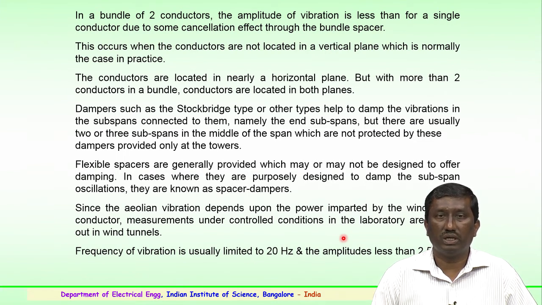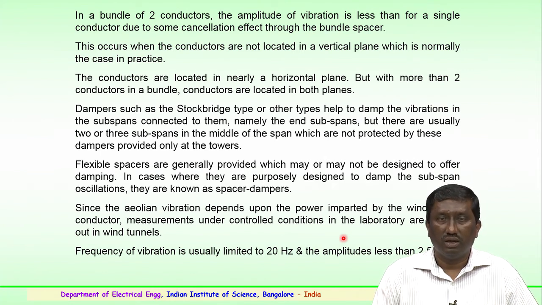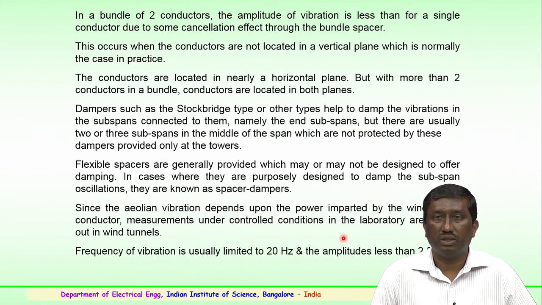When there are more than 2 conductors in a bundle, the conductors will be seen in both the horizontal as well as the vertical planes. So, for this countering action, dampers such as the Stockbridge type or other types of dampers help to damp the vibrations, that is Aeolian vibrations, in the subspans connected to them and at the end of the subspans. But there are usually 2 or 3 subspans in the middle of the span which are not protected by dampers, provided only at the tower ends.